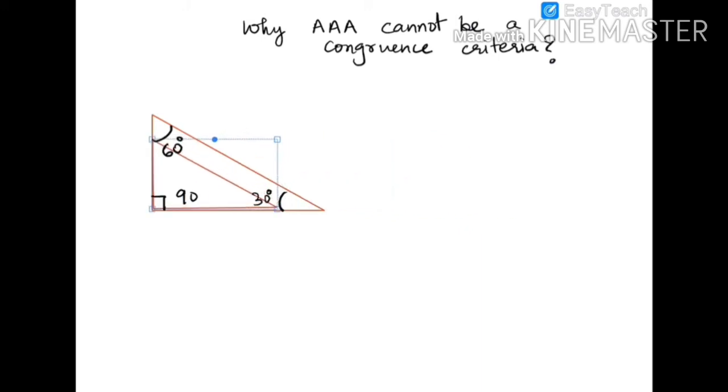We can see that one of the angles is 90 and the other is 60, and the third one is still 30. So we have a smaller triangle with the same angle measures, 60, 90 and 30 degrees. So even if all three pairs of corresponding angles in these two triangles are equal, it doesn't imply that these two triangles are congruent.